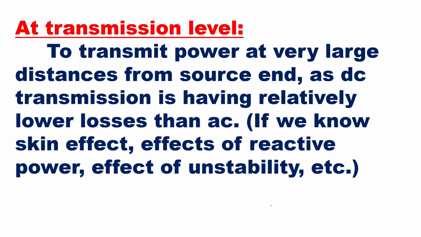Say whenever you want to transmit power at very large distances from source end, as DC transmission is having relatively lower losses than AC. Okay, so if you convert that power into DC and then transmit, then it will have lower losses, because the losses can be of skin effect, effects of reactive power, or effect of instability. Okay, so all these losses will be minimized if you're having a DC transmission.